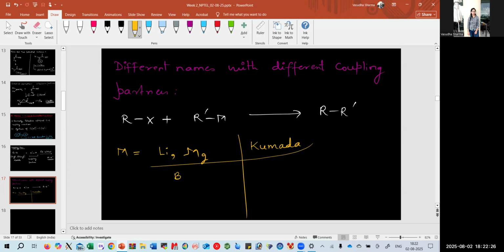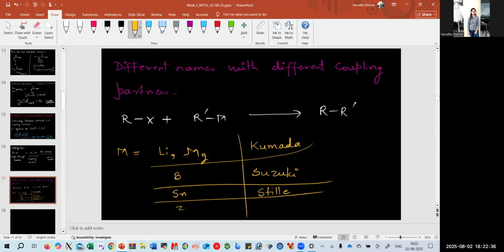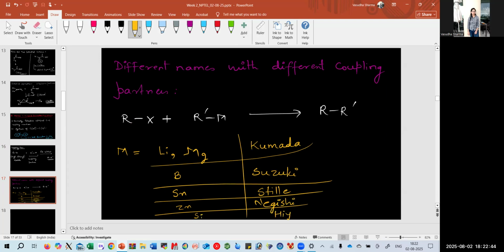If it is a boron-based partner, then it is the Suzuki reaction. If it is tin-based, it is the Stille reaction. If it is zinc, it is called the Negishi reaction. And if it is silicon, it is called the Hiyama reaction. And these are very, very important named cross-coupling reactions. So with respect to the name, you need to know, or vice versa, which coupling partner is involved in the reaction. You cannot get confused with these systems.